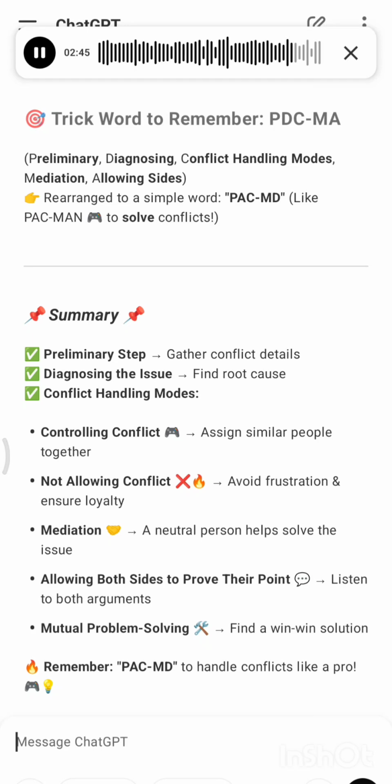Conflict handling modes, controlling conflict. Assign similar people together, not allowing conflict. Avoid frustration and ensure loyalty. Mediation. A neutral person helps solve the issue, allowing both sides to prove their point. Listen to both arguments. Mutual problem solving. Find a win-win solution. Remember, PAC-MD to handle conflicts like a pro.